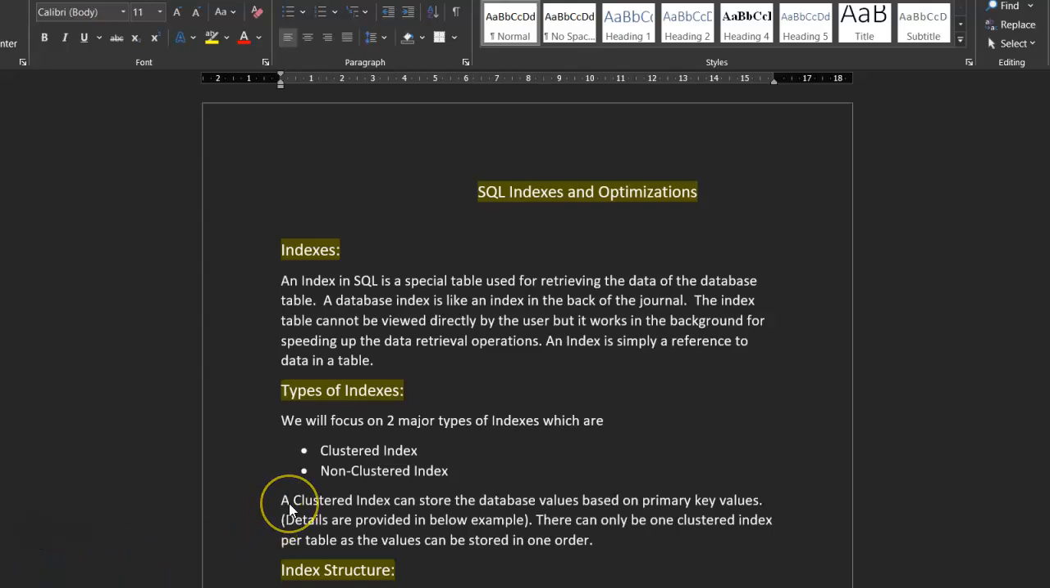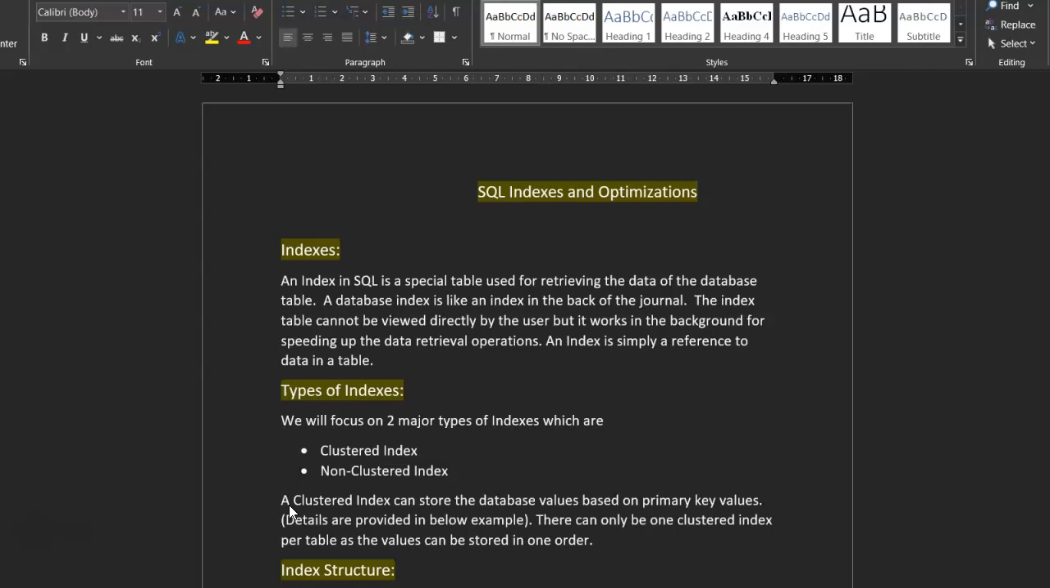Hi, today we are going to talk about indexes and optimization. An index in general terms is an alphabetical list of names with reference to a book. In SQL, indexes are special lookup tables that are used by the database search engine to speed up the data retrieval process. So an index is simply a reference to data in a table.